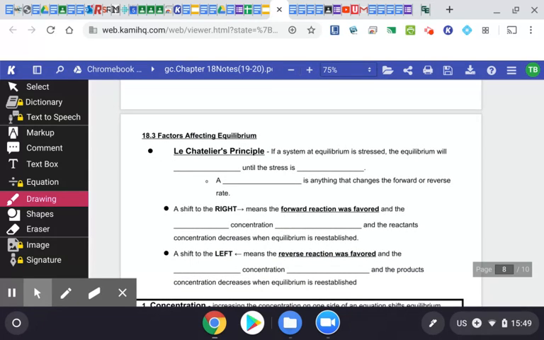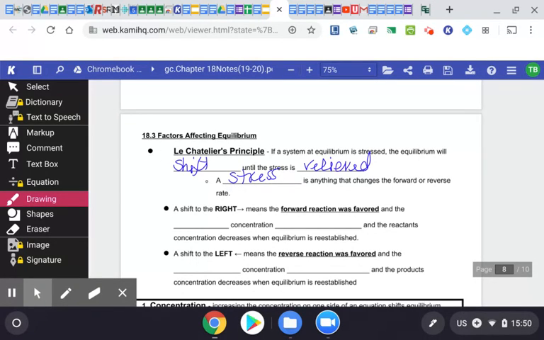Now we're going to look at one of the factors that deals with equilibrium, and that is called Le Chatelier's principle. Le Chatelier's principle states that if a system at equilibrium is stressed, the equilibrium will shift until the stress is relieved. And a stress is considered anything that changes the forward or the reverse rate. So we're going to talk about what these shifts look like.